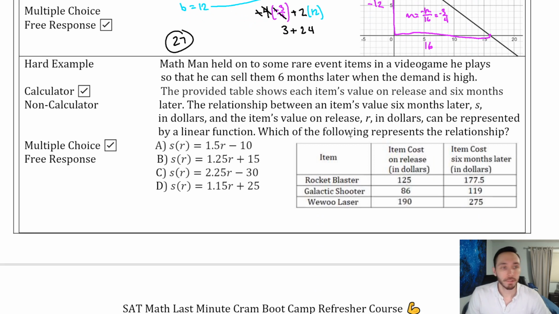Okay, so the next one, the harder example, looks like we do have access to a calculator if we choose to use it, and then multiple choice. So there's a lot of wordy problems on the SAT, a ton of them. So you have to know how to read. Reading is an important skill.